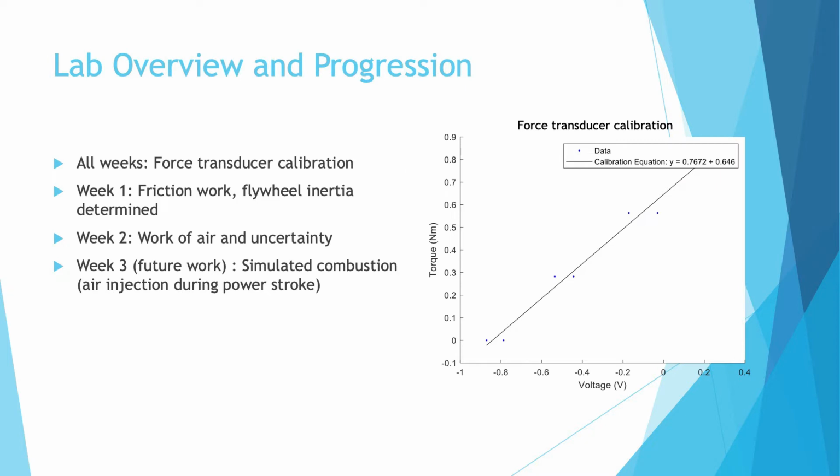As an overview of our progression, every week the group is to calibrate the force transducer and create a graph and equation as shown on the right. In week 1, the friction work and flywheel inertia were determined. In week 2, which is this week, we calculated the work of the air and the uncertainty. And in future work, we will simulate combustion with air injection during the power stroke.